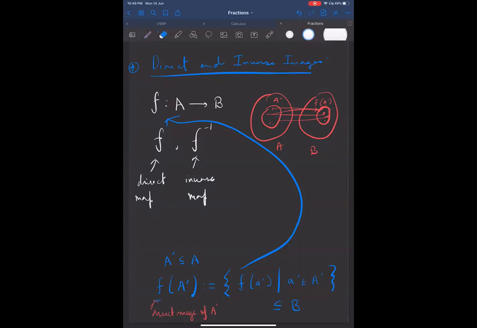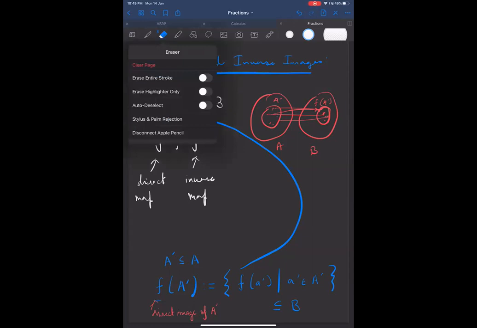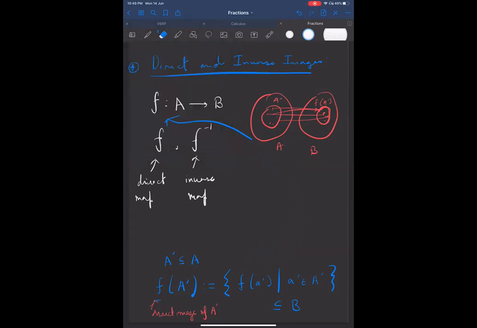Is it clear? This is how the direct image works. Now, how does the inverse image work? Similar. It works on the subsets of the codomain. If B' is a subset of B, the inverse image of B' is all the a in A such that f(a) is in B'.